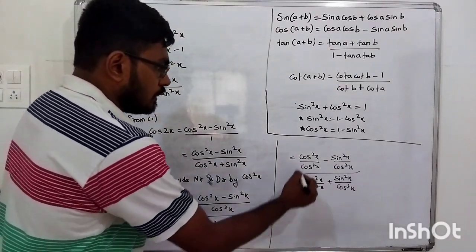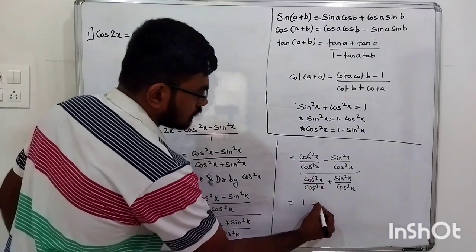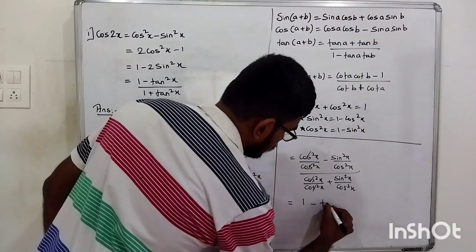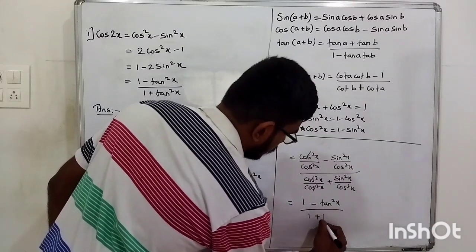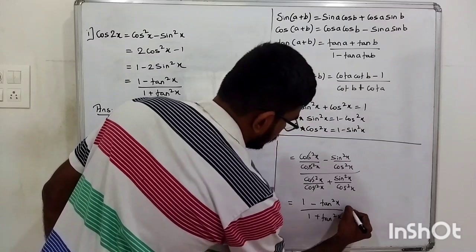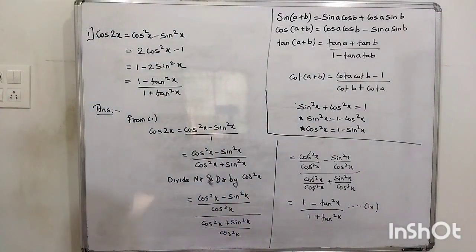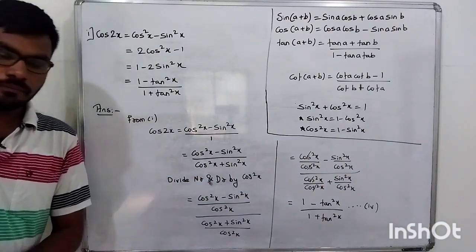Next we can cancel this. So we get 1 minus sin square x upon cos square x, which is tan square x, and this also tan square x. So we got this, the fourth one. So we write all 4. So cos 2x is this.